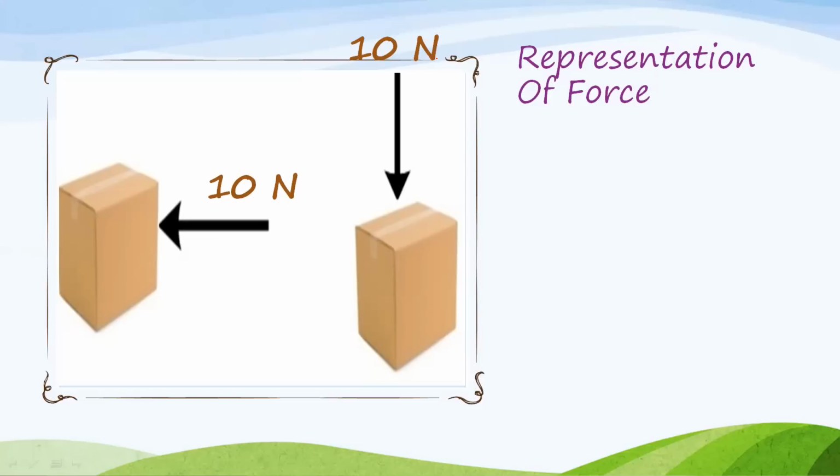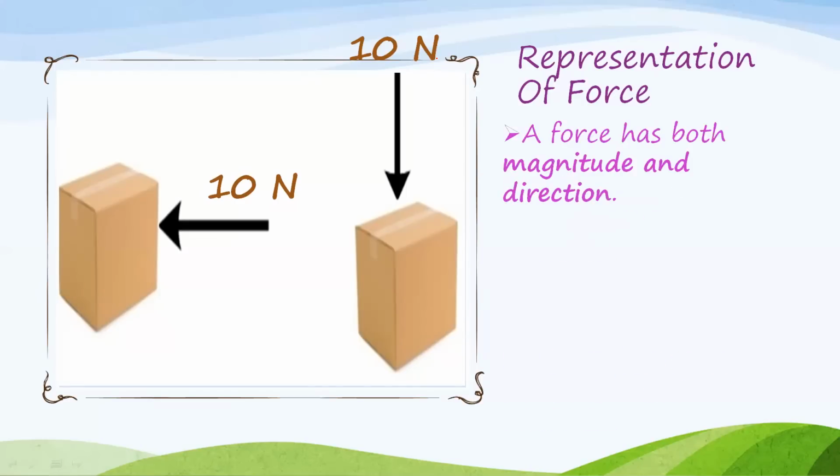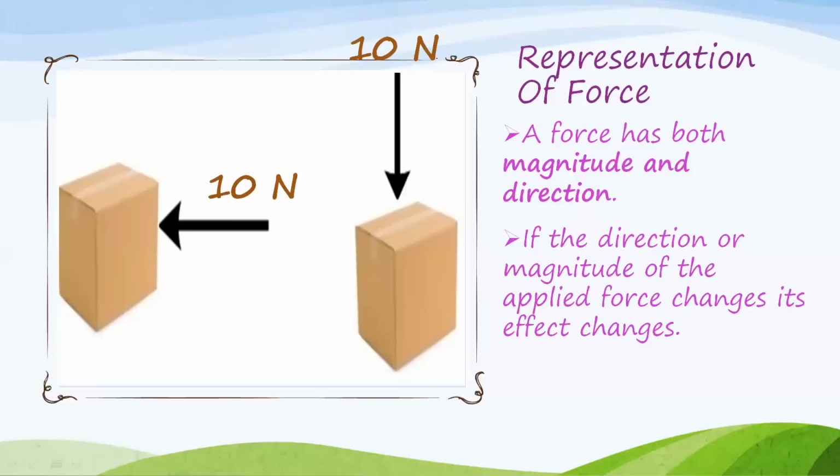So in order to represent any force, we need to consider two factors. One is its magnitude and another one is its direction. If the direction or magnitude of the applied force changes, its effect also will change. As you can see, along with the number 10, I have written a symbol capital N, and it is read as Newton. That represents the unit in which you can measure force.